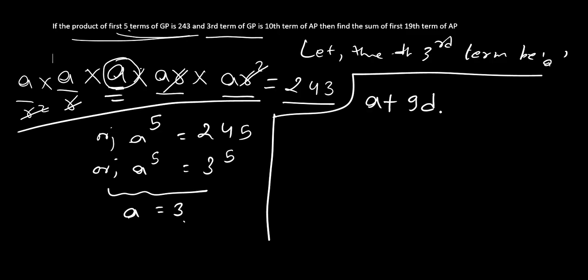10th term means A plus 9D. This is the 10th term. The 10th term is the third term, and our third term is what? Our third term is 3. So, according to the question, we made this. From this part, the third term is the 10th term of the AP.